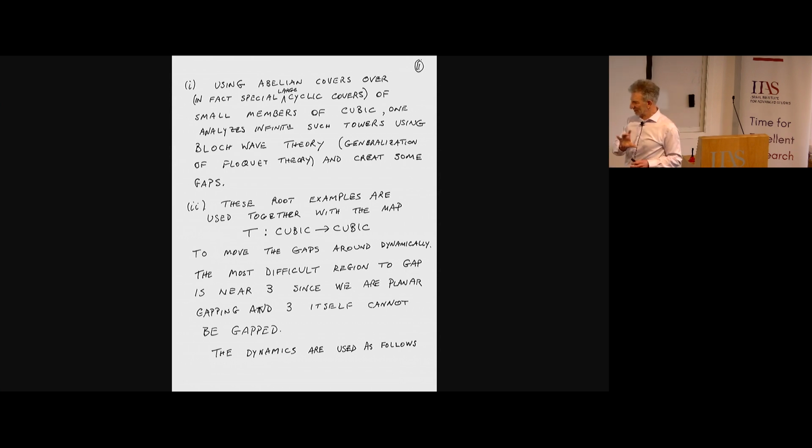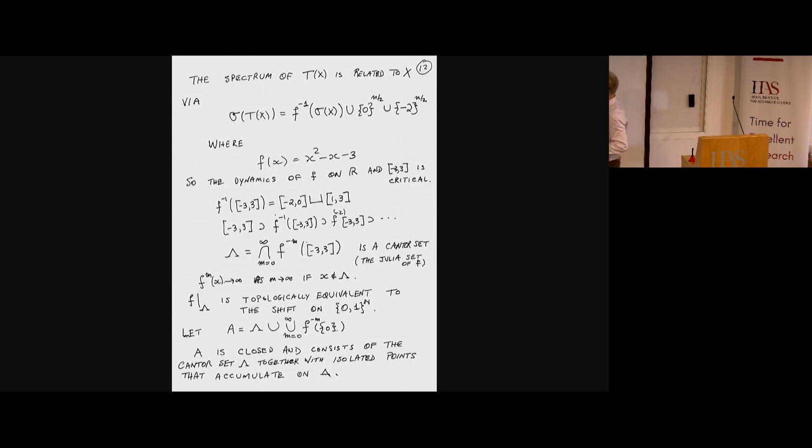So remember, I'm trying to gap any point. So I need to take any point and find explicitly an infinite sequence which gaps it. When we get near 3, it's going to be very hard to make, because the gap has to be very small. So we have to do something clever there. And so what we do is we make a lot of basic examples using Floquet theory or Bloch wave theory. And then we use this transformation T to move it around. So there's a formula for the spectrum of T(X) in terms of the spectrum of X. There's a quadratic polynomial, whose inverse image of the spectrum of X, union those 2 new points that come out, is the spectrum of T(X).